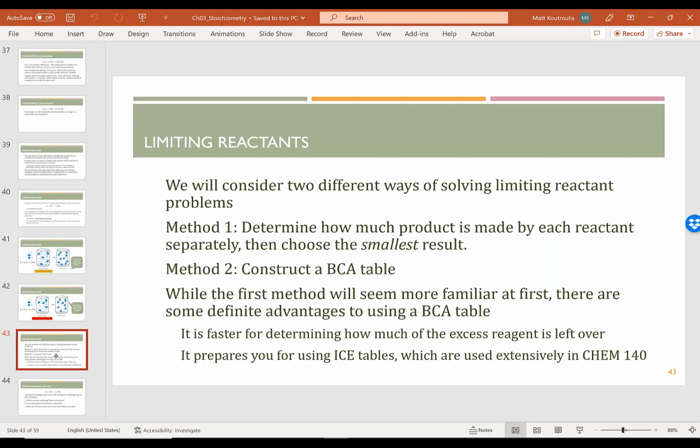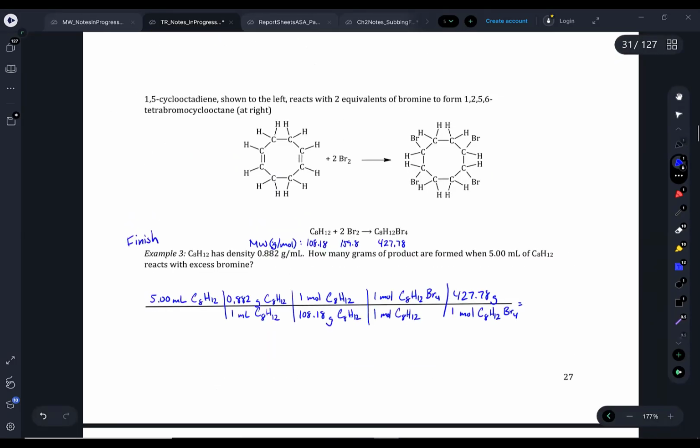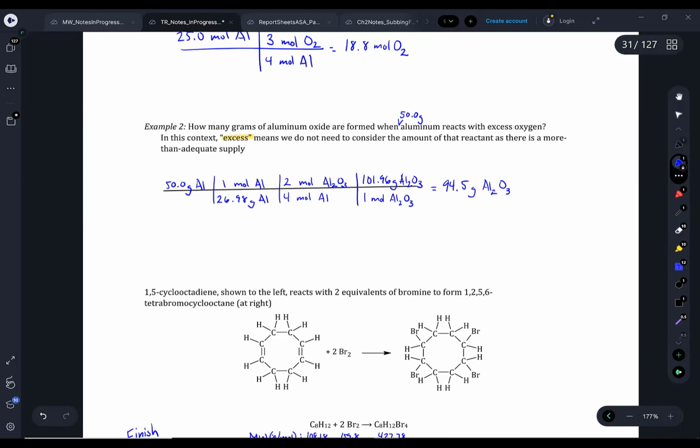Now, we're running out of time here, and that's fine. I'm a little actually behind the other class. But we're going to look at 2 ways of solving these limiting reactant problems, and I will start those on Thursday. We're going to do it the way that we learned in Chem 120, which is you do this problem, grams to grams for both reactants.